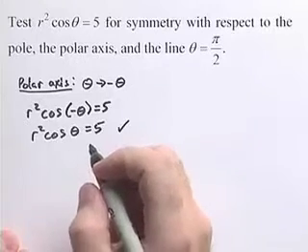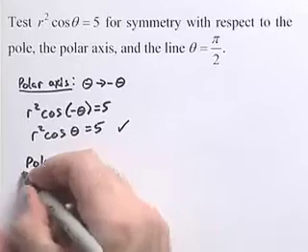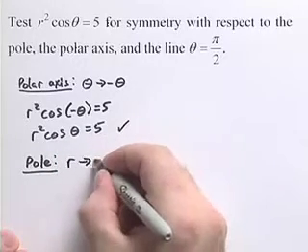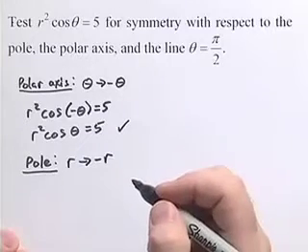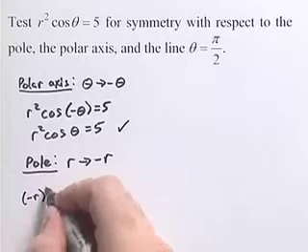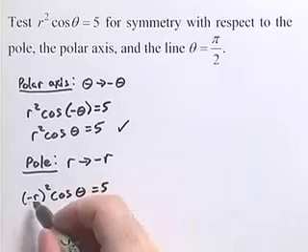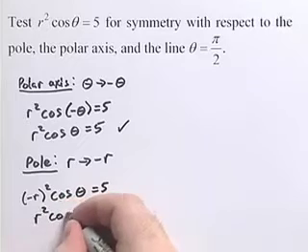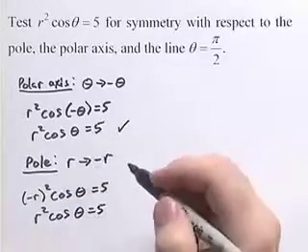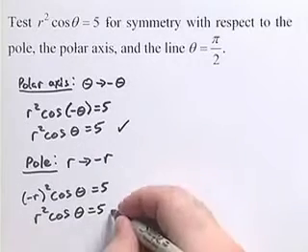Next, we're going to check for symmetry with respect to the pole. To check for symmetry with respect to the pole, we're going to replace r with negative r and see if we get the same equation back. We're going to get negative r quantity squared times cosine theta equals 5. This gives us r squared cosine theta is equal to 5. This again is the same equation that we started with, and so we have symmetry with respect to the pole.